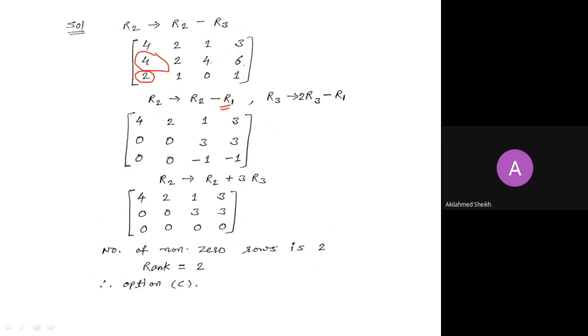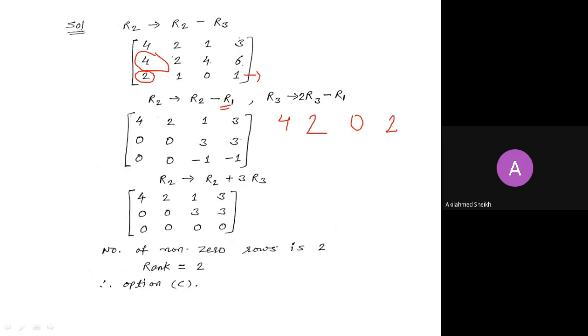4 minus 1 is 3, 6 minus 3 is 3. We get these elements easily. Next, 2 times R3. This is R3. So 2 times R3 means the 2 becomes 4, then 2 ones become 2, then 2 zeros become 0, and 2 ones become 2. This is twice R3.